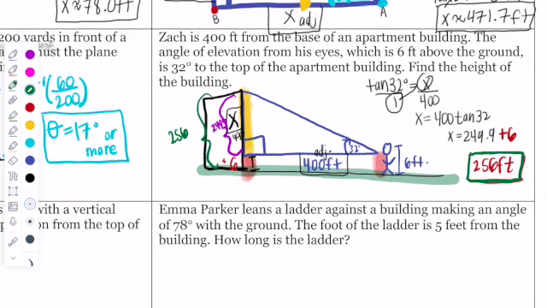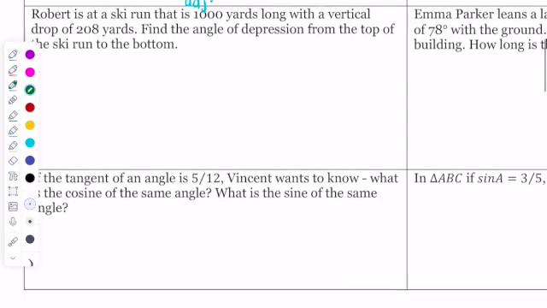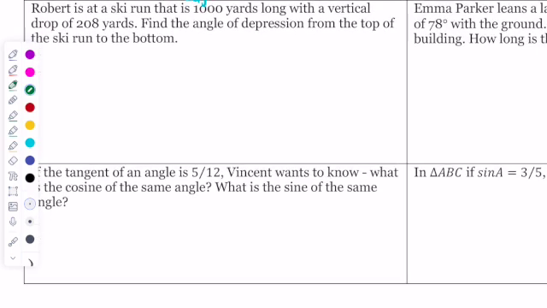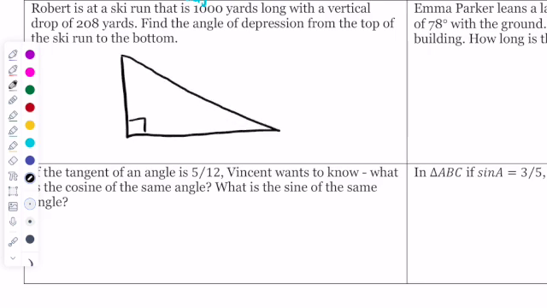Okay, now we have a ski run. Who's on the ski run? Let's see. Robert is on the ski run. So let's go ahead and draw a right triangle, per usual. Here's my right triangle. He's on a ski run that is 1,000 yards long. So where are we actually skiing on this hill? The snowy part. So that's going to be 1,000.